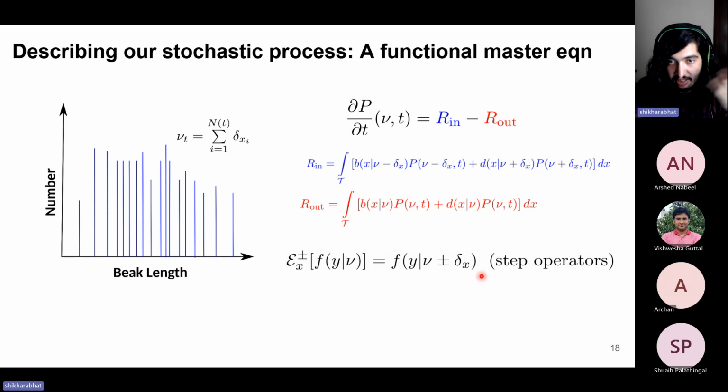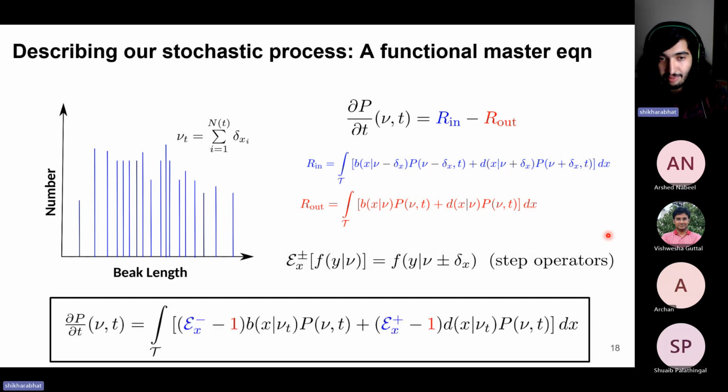at the same location in trait space if the population differed by one individual at that point. That is, for example, if f is a birth rate, E plus of the birth rate at y in a population nu is the birth rate at y in the population nu plus delta x. I need this just so I can rewrite the rates in these things because they are of the form of populations that are 1 Dirac mass away from our focal population nu. If I now compute R in minus R out, here's what happens.